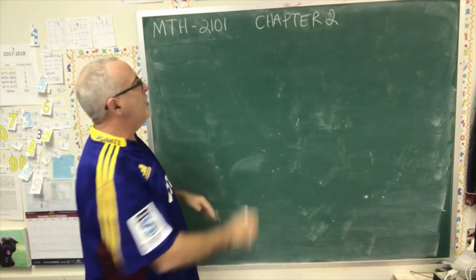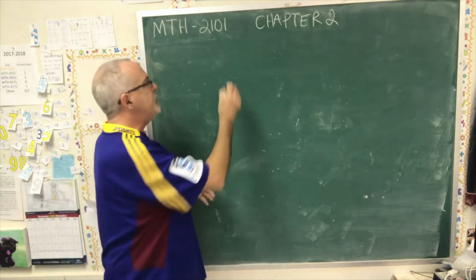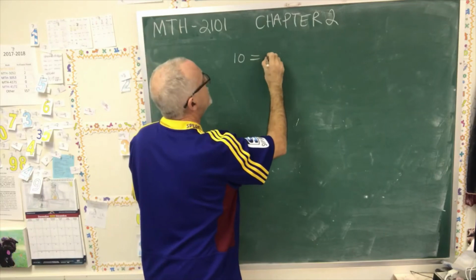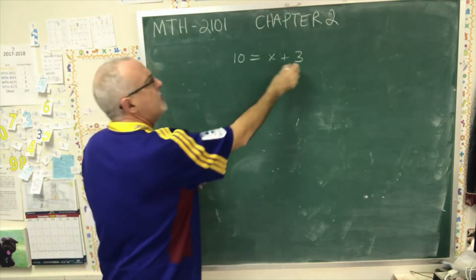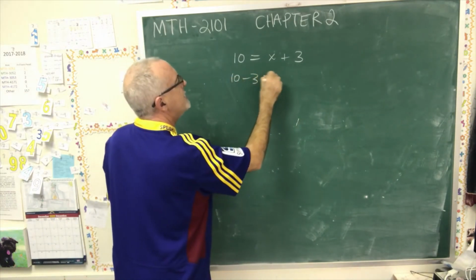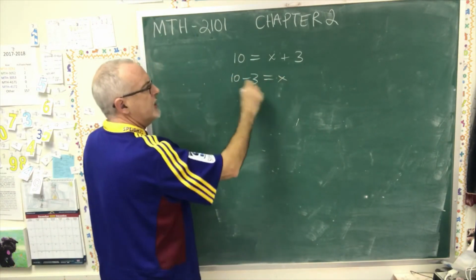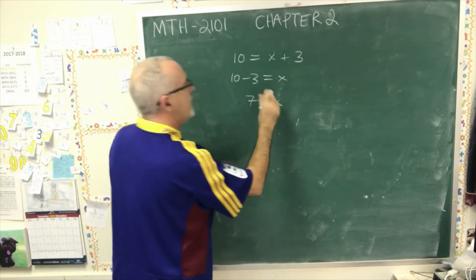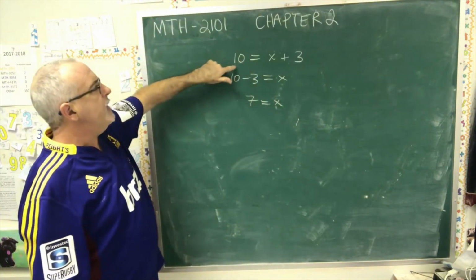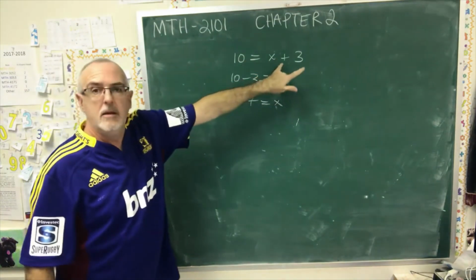But we're dealing with very small equations, like 10 equals x plus 3. I move the 3 to the other side, it becomes negative. I'm doing the shortcut here, x equals 7. I get to my answer very quickly. But what if there are more things than just these?